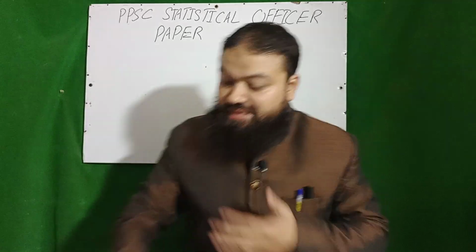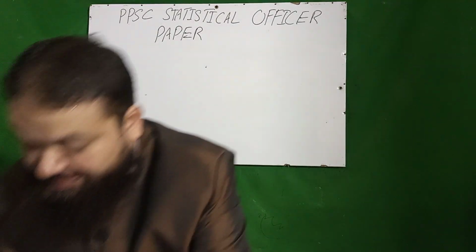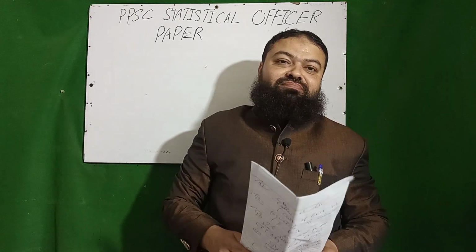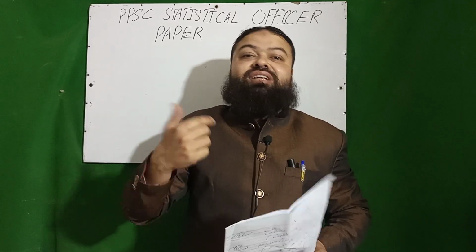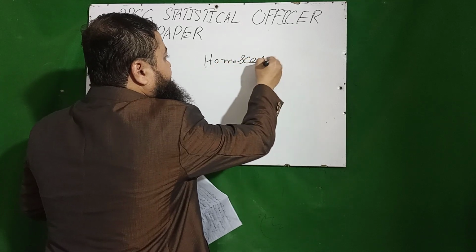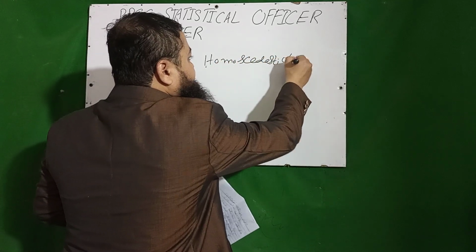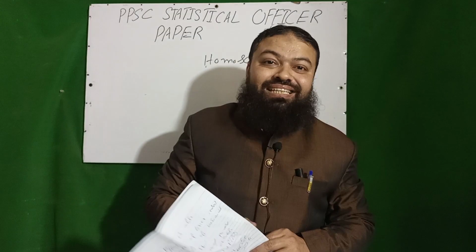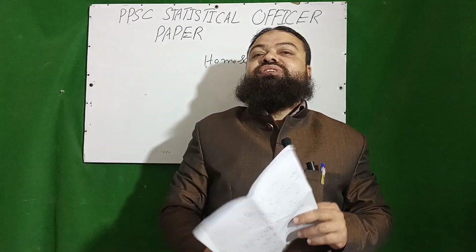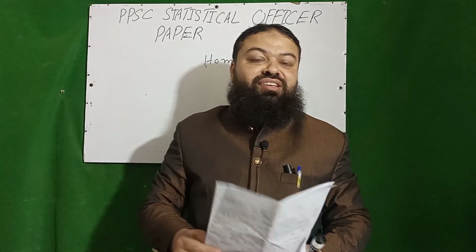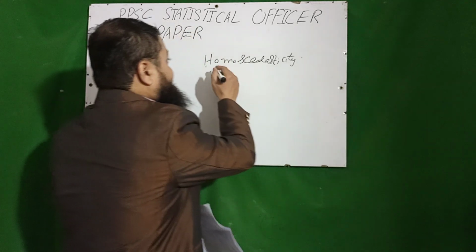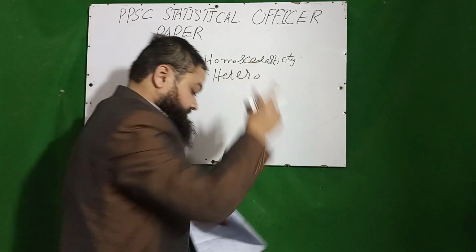Now we will discuss that paper. The first question of today's paper is: unequal variance of the error term is called. We know the meaning of homoscedasticity. Homoscedasticity means that the variances of the error terms are equal. But now in the paper of statistical officer, the question is: when the error terms' variances are unequal, it is called heteroscedasticity, a very important concept.